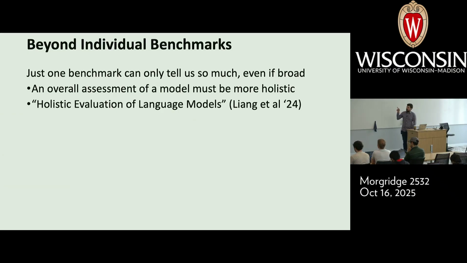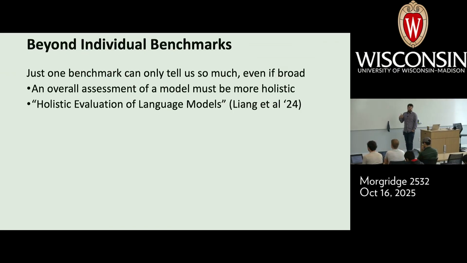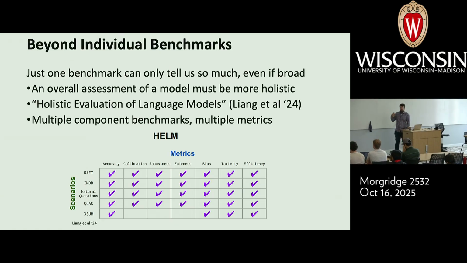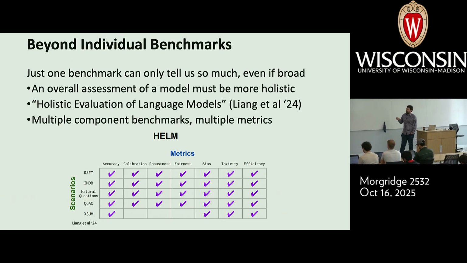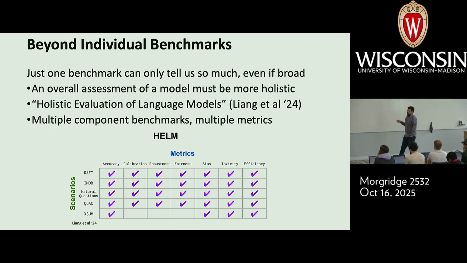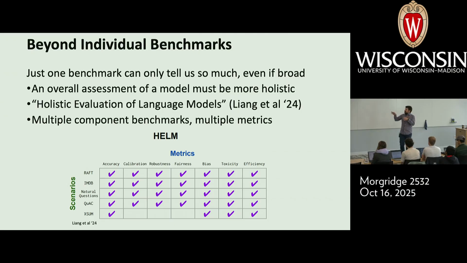And this is what Helm is doing, so holistic evaluation of language models. This is one of the most popular ongoing projects that incorporates a ton of different benchmarks with different metrics and so forth. And the way you use Helm is you say, hey, there are particular metrics or axes that I want to evaluate my model against. Let me look up in this kind of table which data sets make sense for me to look at as a result.